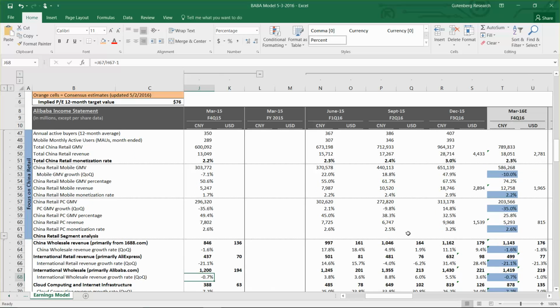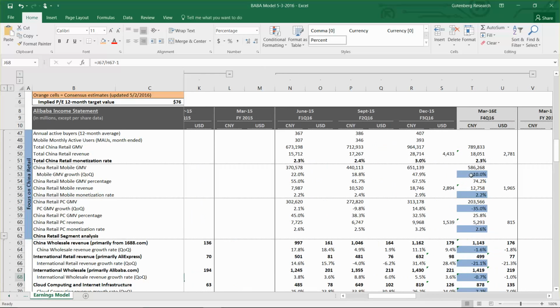If you want to download this model and plug in your own assumptions for each one of those categories, please feel free to do that.